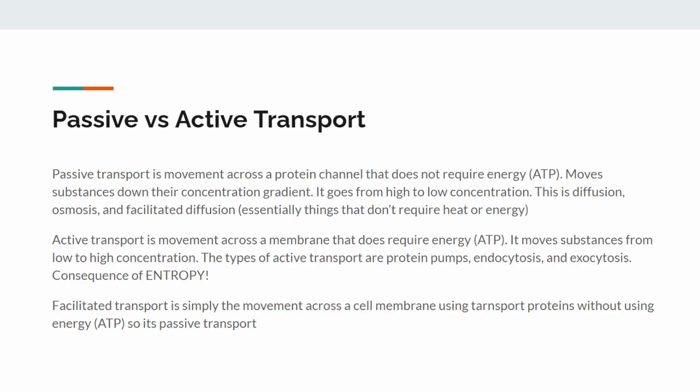Again, facilitated transport should have been above, but it's simply the movement across the cell using transport proteins without using energy. So again, it's passive transport. Just know the difference between passive and active transport.